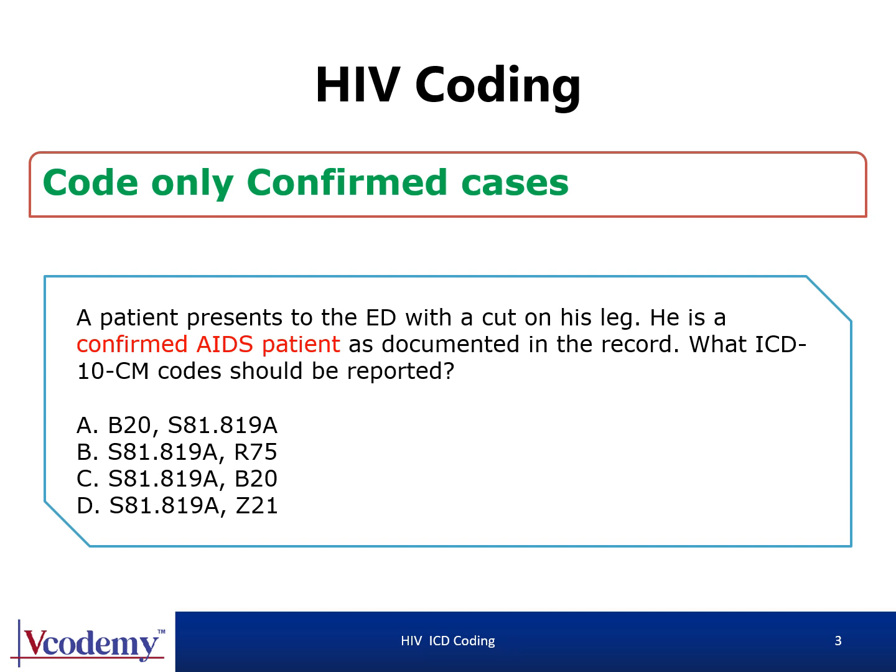A patient presents to the ED with a cut on his leg, he is a confirmed AIDS patient as documented in the record. So what are the ICD codes? Here you have to check the sequencing. Out of the 4 options, which is the correct option? You have B20, then you also have the code R75 and also Z21. These are different codes which are used to denote the symptomatic HIV, asymptomatic HIV, or inconclusive lab testing results for HIV. So please check, take your time.